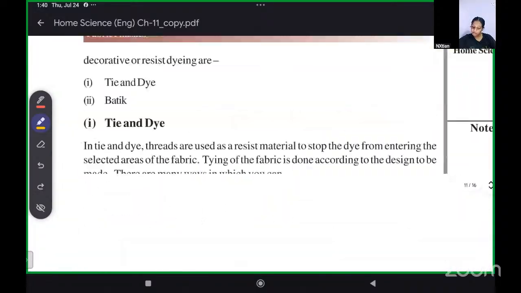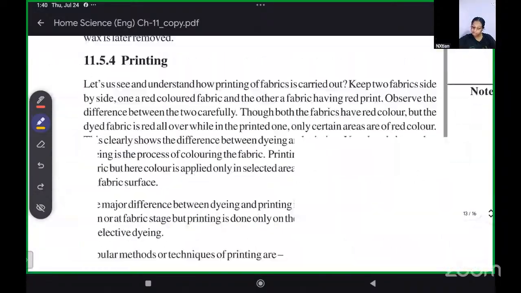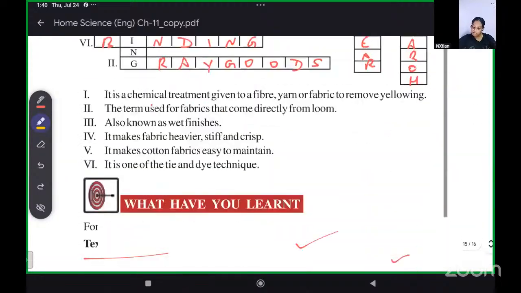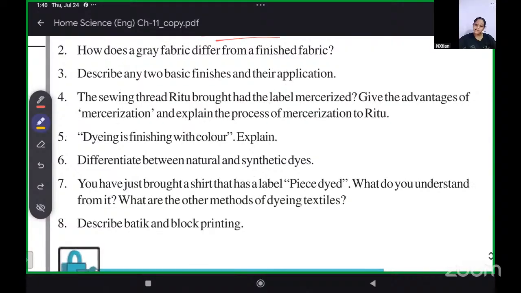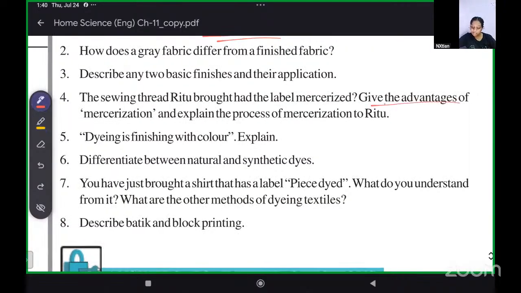Okay, here we go. Now, what are the advantages of mercerization? And explain the process of mercerization. Sometimes questions can be asked like this also. They'll give you one particular finish, and they'll ask what is the process to apply it? What are the advantages?